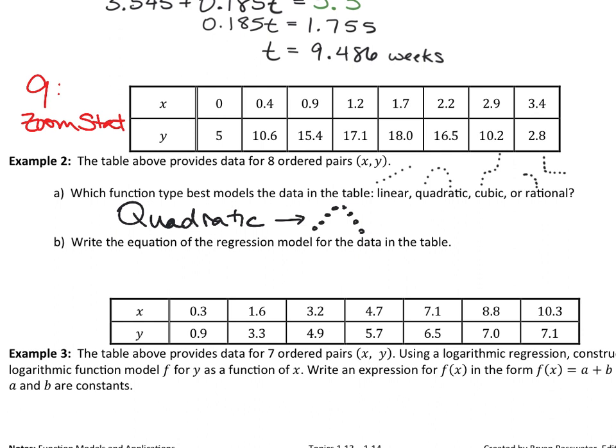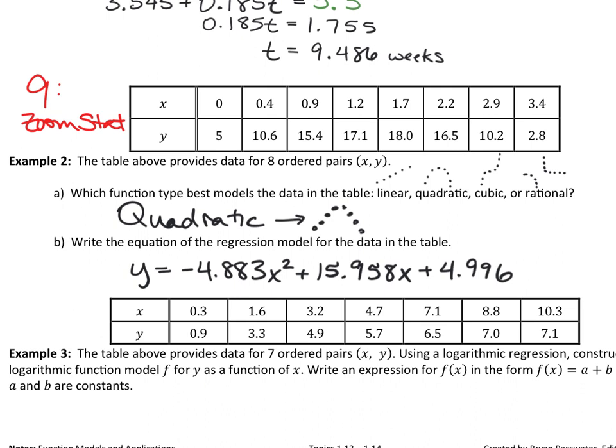So we should write a quadratic that looks like this. It should say y equal to negative 4.883x squared plus 15.958x plus 4.996. We're rounding to 3 decimals. I just realized you can't see me writing because the calculator's still on the screen. Cool, great, awesome.